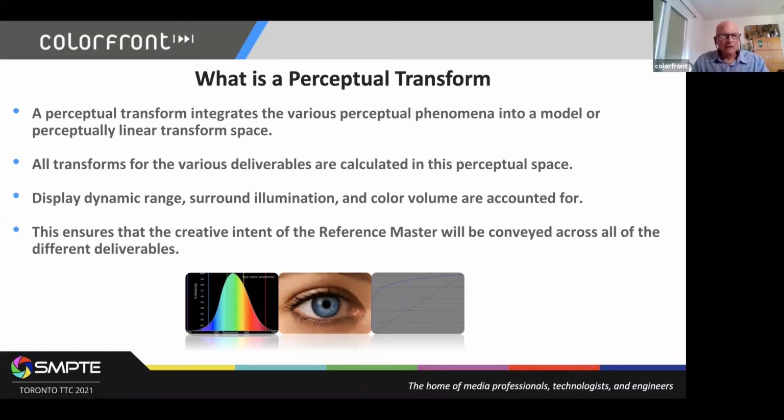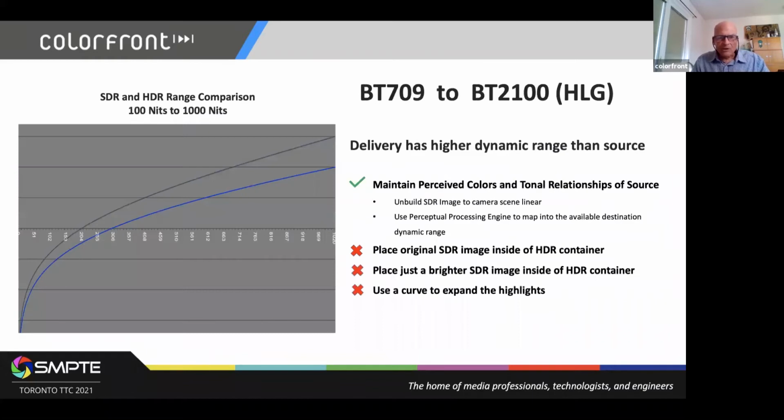So go to the next slide then. So here's a use case where we have an SDR source, and we want to convert it into HDR. Okay, so there's a number of ways to do that. You can just place the original SDR image right inside the HDR container, and then when you look at the TV, it's going to look the same. I mean, you could have two displays, one in the original SDR and one with the SDR shifted into it.